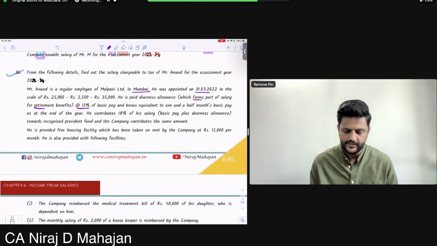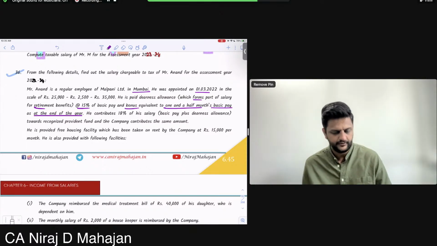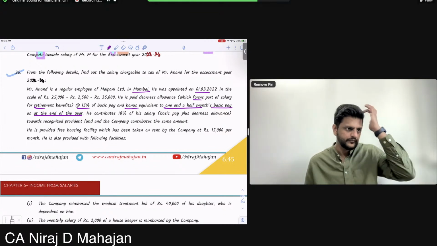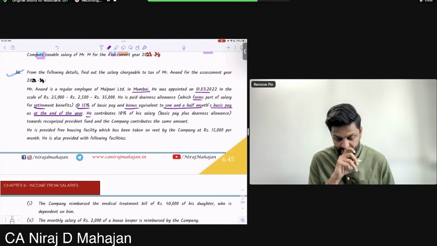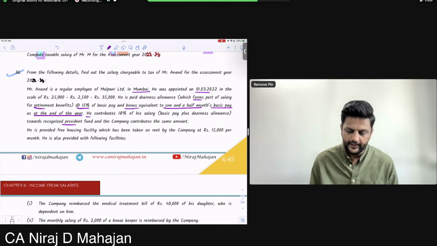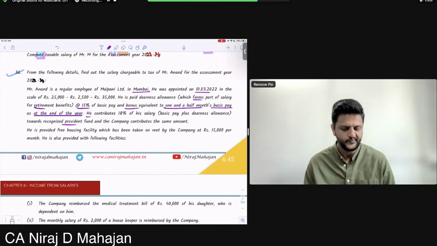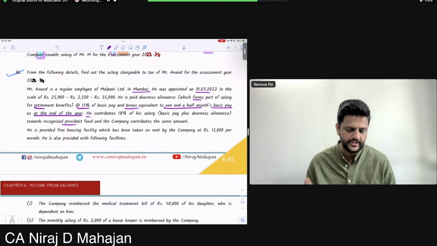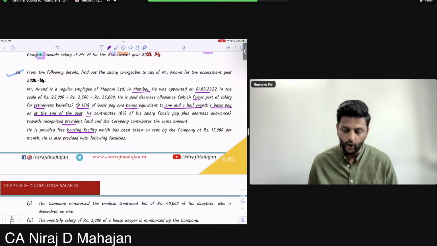Then he is paid bonus equivalent to 1.5 months basic pay at the end of the year. Fine. End of the year. He contributes 18% of his salary, basic plus DA, towards recognized provident fund. And the employer also contributes the same amount. Alright. He is provided free housing facility, which has been taken on rent by the company at 15,000 per month.